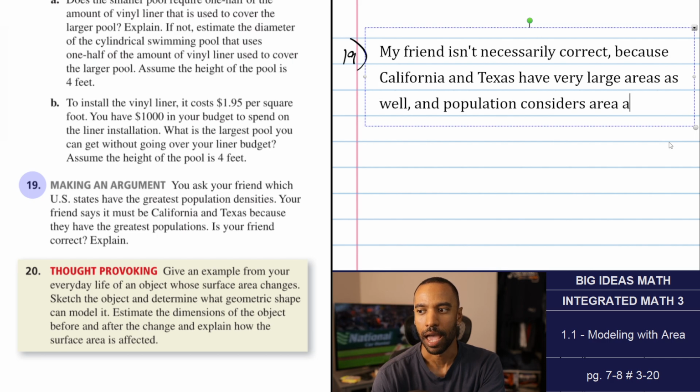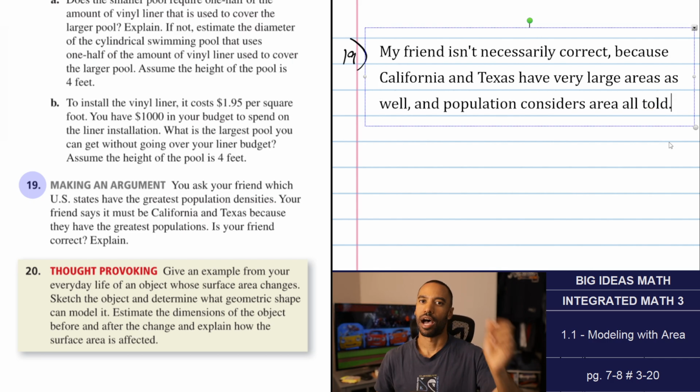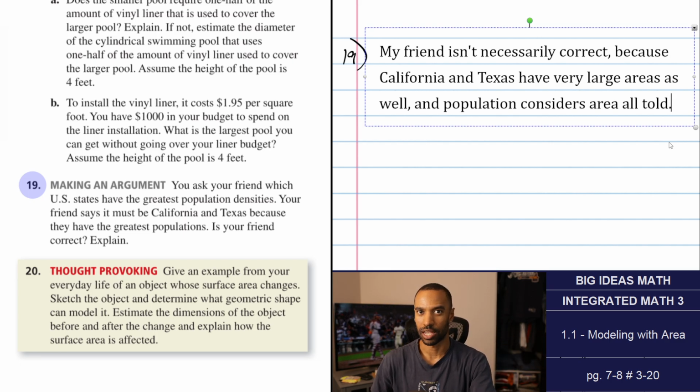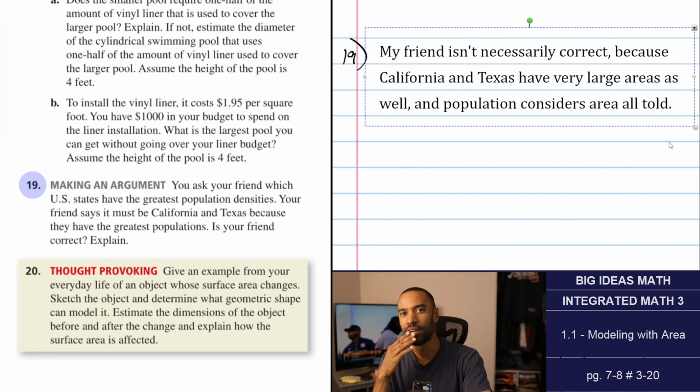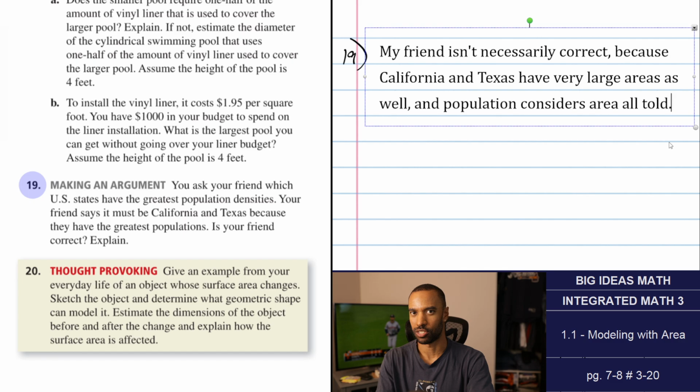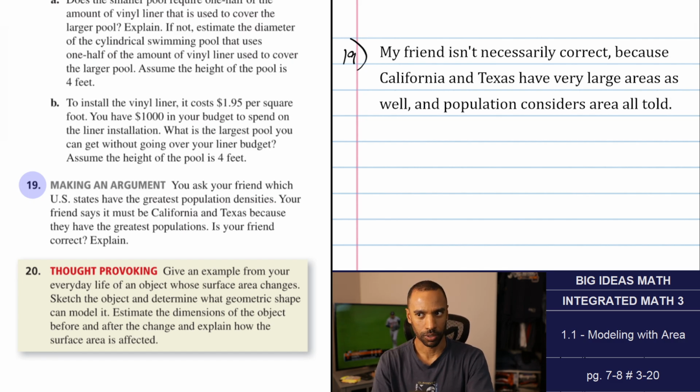All told, I'm guessing this is me not knowing anything of the actual answer, and I'm going to Google it in just a second. I'm guessing New York, Florida, Pennsylvania. I'm guessing those ones have greater population densities than California and Texas. I'm going to Google it right now.